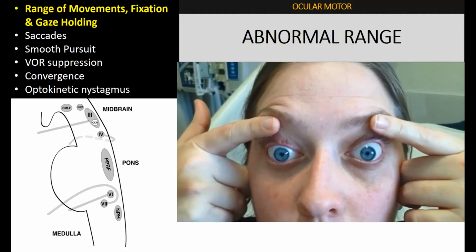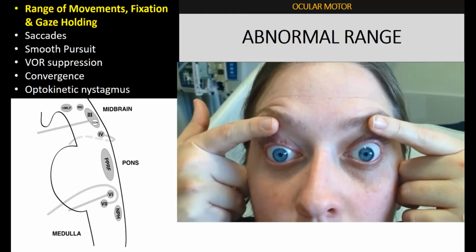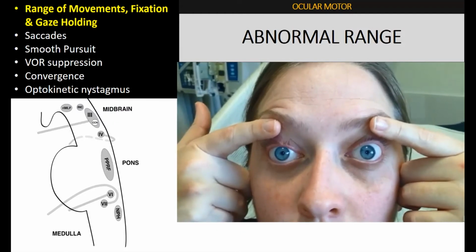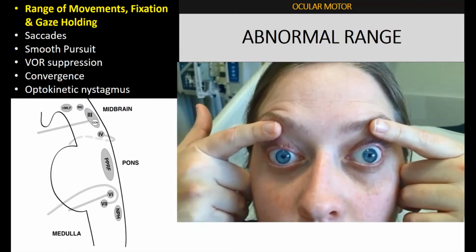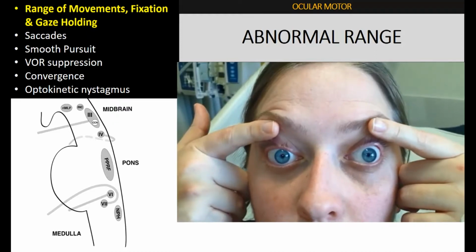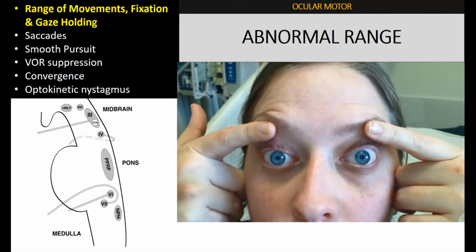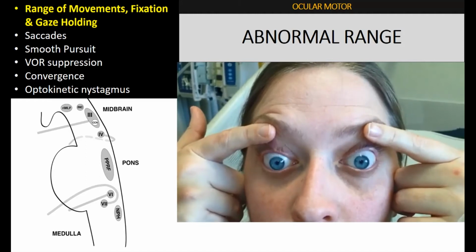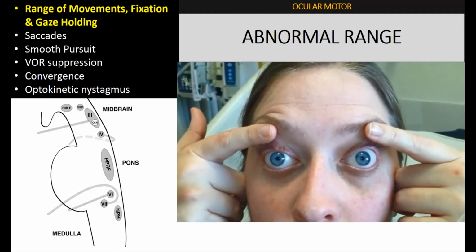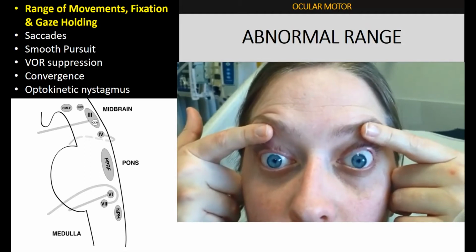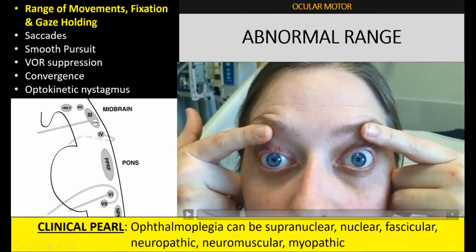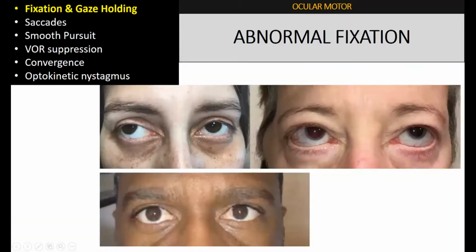This could be progressive supranuclear palsy, where the VOR, the vestibular-ocular reflex, might overcome a vertical gaze paresis. This could be nuclear. You could have a stroke involving the third nucleus or the sixth nucleus. This could be hitting the fascicle of 3 or 6 or 4. This could be the peripheral nerve in the subarachnoid space due to meningitis or intracranial pressure. This could be neuromuscular, as it was in this patient, or it could be myopathic, that is affecting the extraocular muscles themselves. These are examples of abnormal fixation.